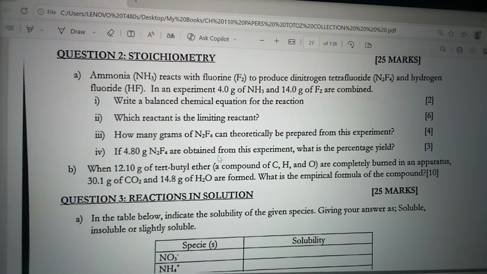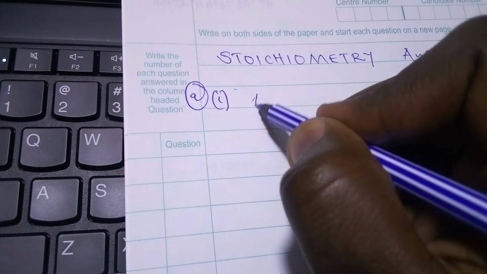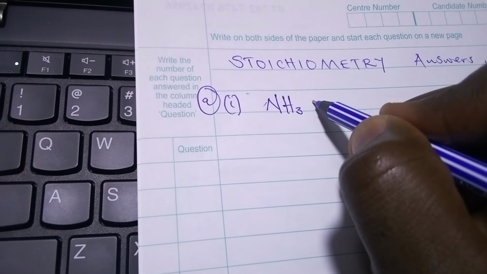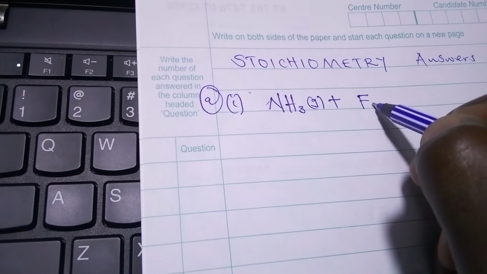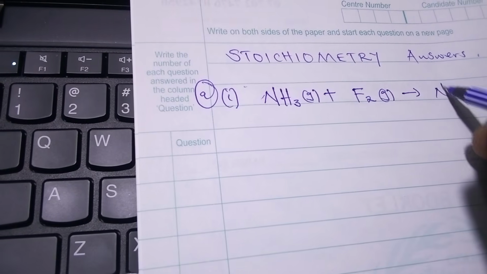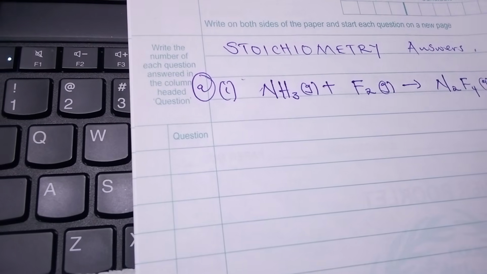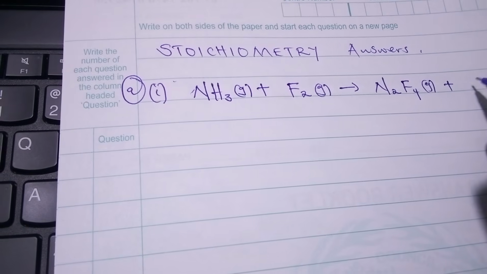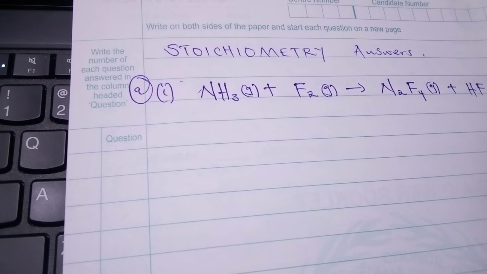So we start. They are saying ammonia reacted, so make sure you put state symbols. So reacted with the fluorine to produce dinitrogen tetrafluoride gas plus hydrogen fluoride, this gas.